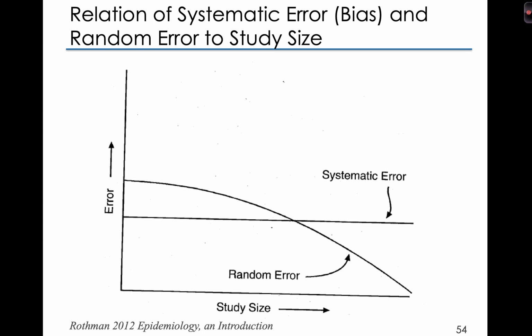And then the line that is curving from left to right and going down and getting smaller and smaller is the random error. So as your sample size gets larger, that definitely will reduce your random error and tighten your confidence intervals, but it doesn't fix your biases or your systematic errors.